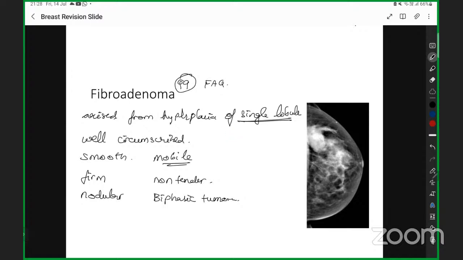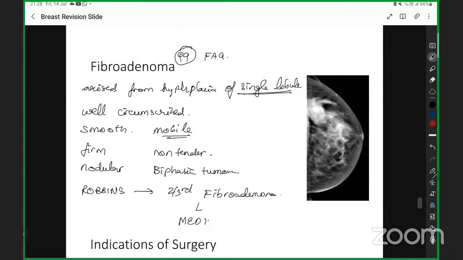And remember guys, according to the latest Robbins, you would not have read the latest Robbins, I hope so. According to the latest Robbins, two-thirds of fibroadenomas arise from a gene called MED12. Your MED12 is what is going to cause the fibroadenoma. This is according to the recent guidelines. Then remember, what is going to be the BI-RADS score of this? BI-RADS score is going to be 2.